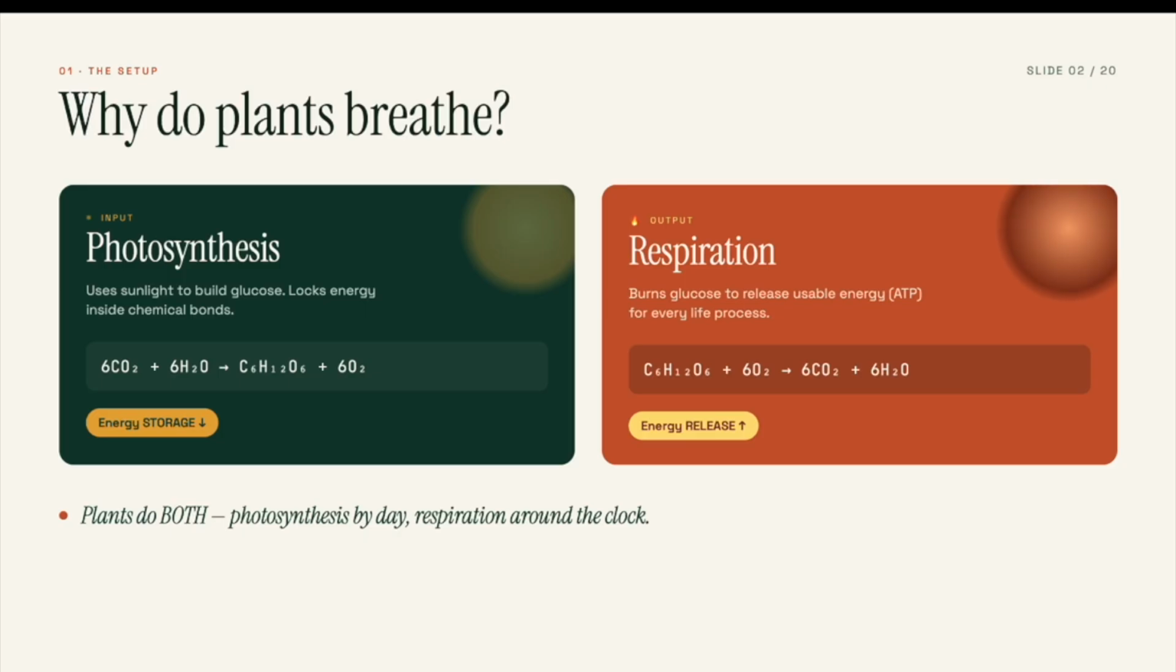And here is the most important part. Photosynthesis only happens during the day with sunlight. But respiration, it happens 24 hours, 7 days a week, day and night, non-stop. Look at the two questions on screen. They are basically the reverse of each other.